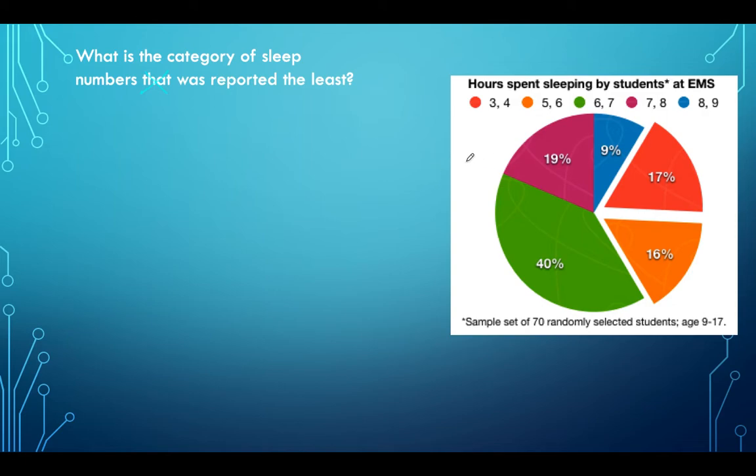Well, it's pretty easy. You either look at the percents or you look at the smallest section of pie, the smallest piece, the piece that you don't want to pick up on a birthday party, right? There's always that one piece that's really tiny. Well, that would be this one right here. So the least category would be 8 to 9 hours of sleep, which is too bad because people your age need 8 to 9 hours of sleep.